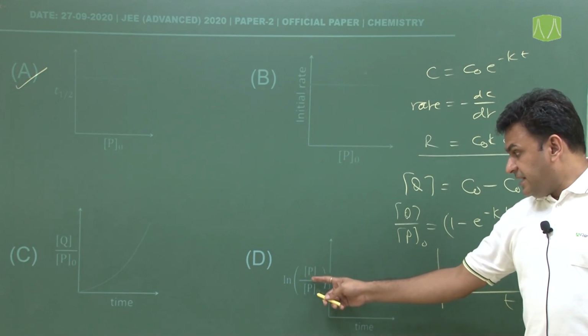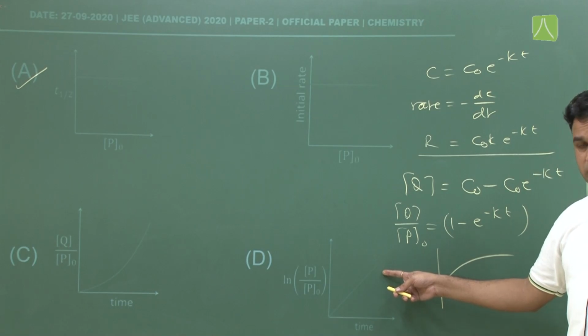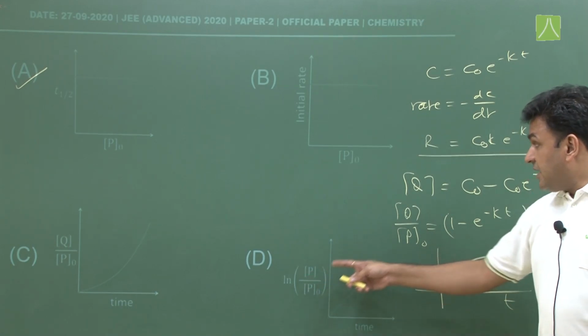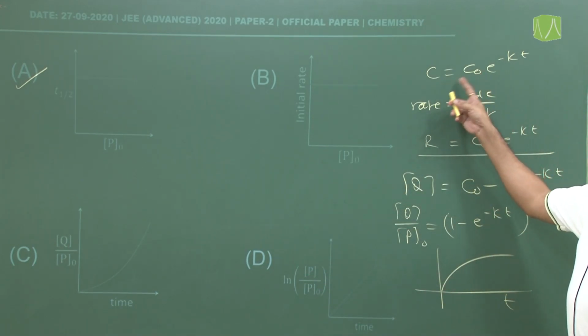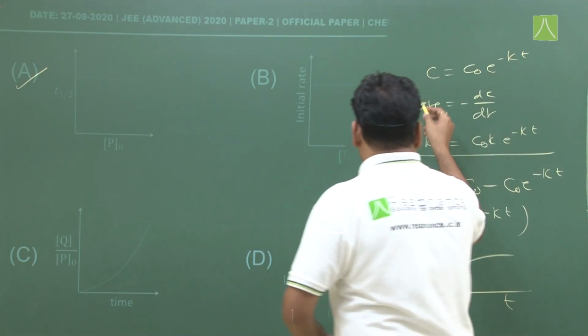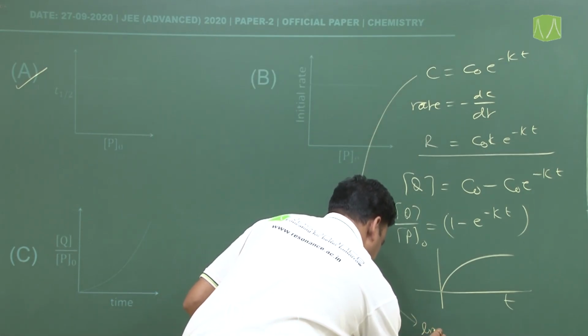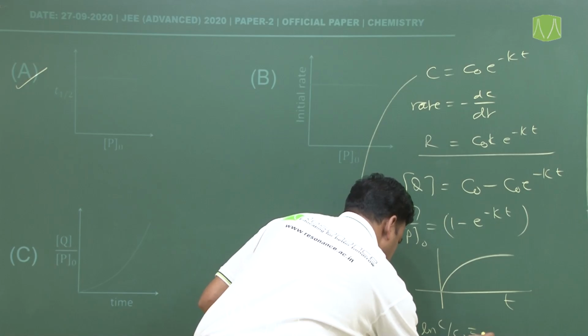D, this graph of ln P upon P naught versus time is given to us as a straight line passing through the origin. So we can calculate this by taking log. C upon C naught is e raised to power minus kT, so we will take the log. So from this I can get ln of C upon C naught is equal to minus KT.